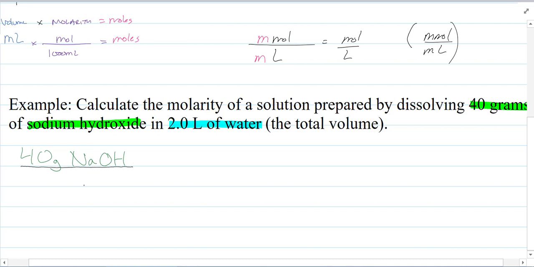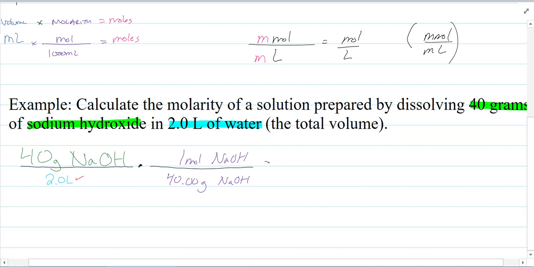So we have 40 grams of NaOH and 2.0 liters of water. Now, the 2.0 liters is what we want. Check. But we need to get grams here to moles. I think we can do that. Turns out that sodium is 22.99, oxygen 16, and hydrogen's 1.01 grams per mole. So you add those up, you actually get 40.00 grams of NaOH is 1 mole of NaOH.